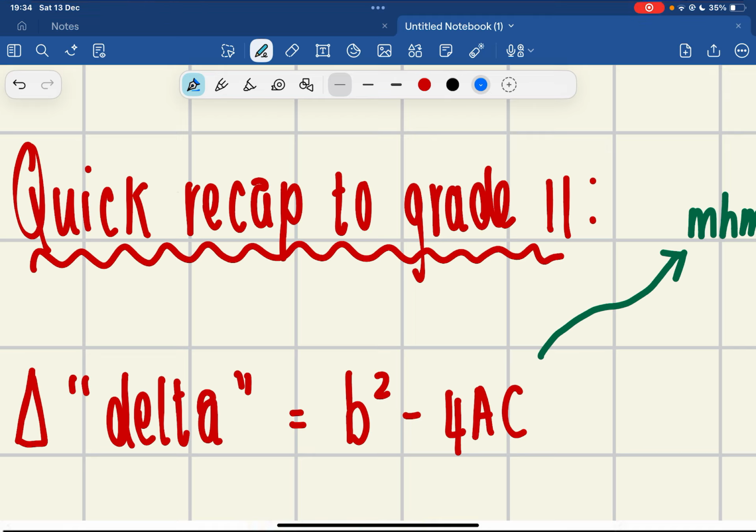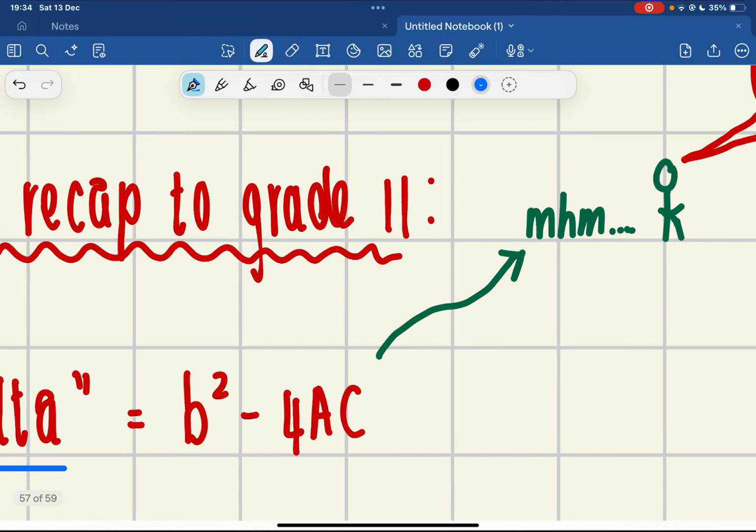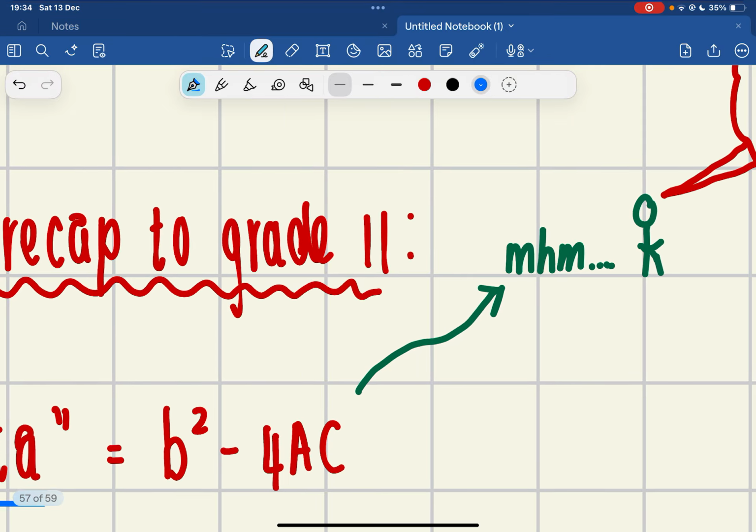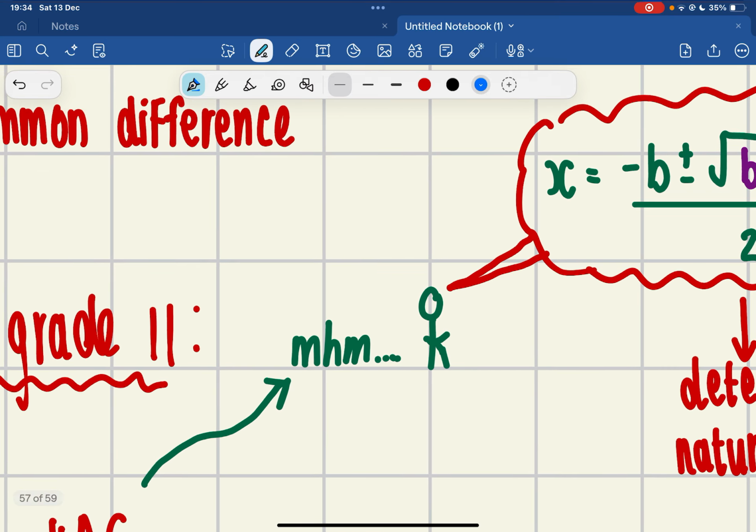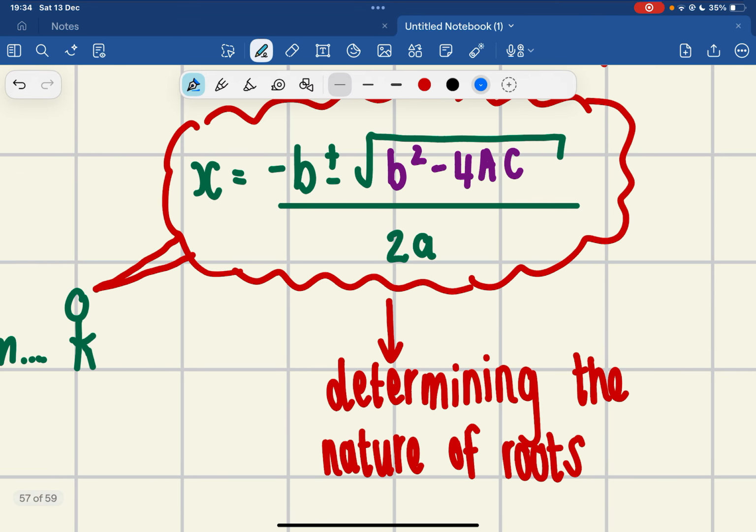So what is the discriminant? The discriminant, otherwise known as delta, is equal to b squared minus 4ac. And where does this come from? Some might ask. Well, my little stickman here has been thinking about a formula, and that formula is the quadratic formula, b squared minus 4ac, determining the nature of roots.